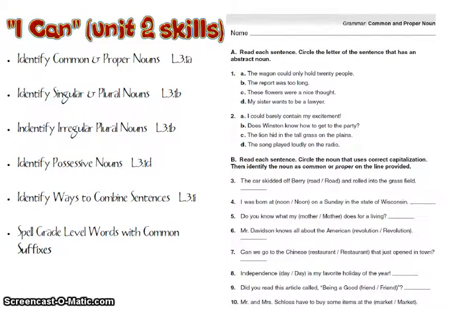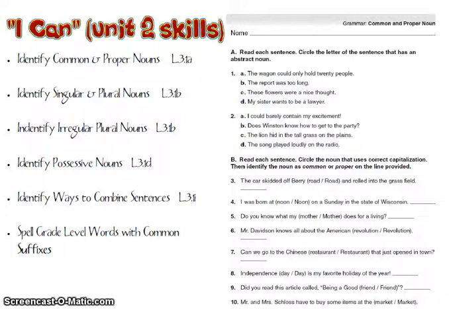Hey, grammar gurus, this is your practice for Unit 2. What you're going to do is read over your quizzes from last time, and most of you know that. We're going to do a couple at a time, and then you're going to go and check your answers.